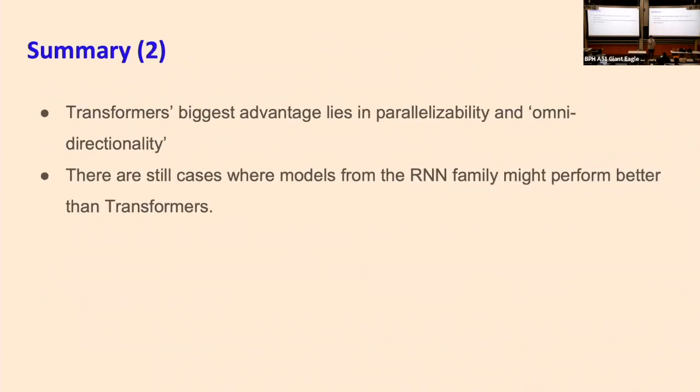So although transformers are amazing, they're really fast, they train really well, there are still situations where an RNN or something of the RNN family might perform better than a transformer. It's possible that the number of parameters that you have in a transformer are too much, or the data is too little for the transformer to really learn things well, right?